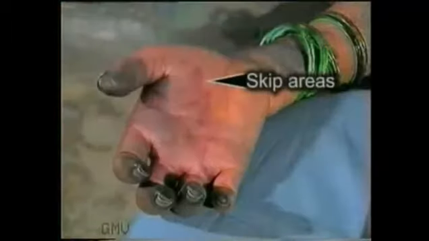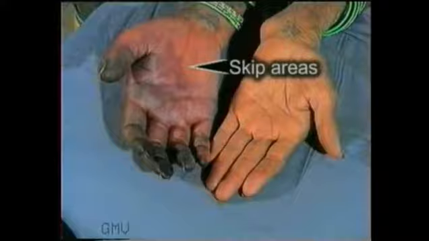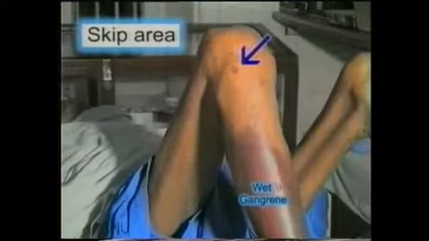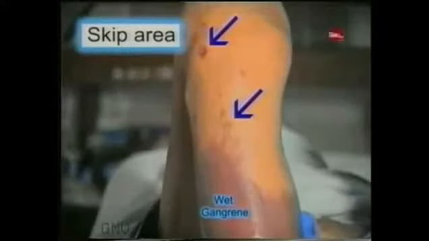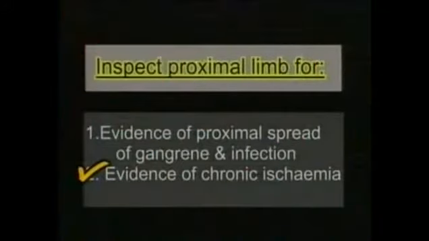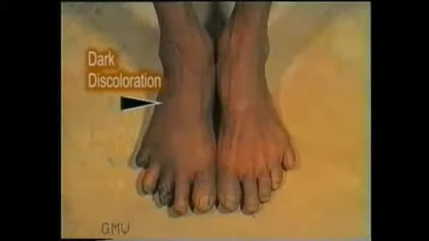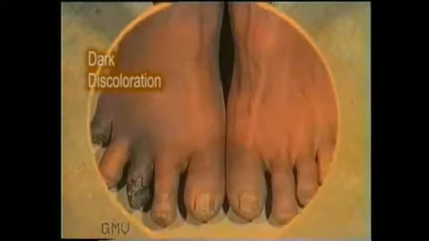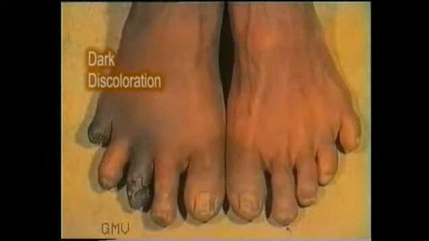Note the black colored skip areas in the palm suggesting proximal spread of the gangrene. Skip areas are areas of blackening in the proximal limb independent from the gangrene. Next, we look for signs of chronic ischemia. Observe the skin color of the ischemic limb and compare it with the opposite normal side. Note the blackish dark discoloration in the right limb suggesting chronic ischemia.